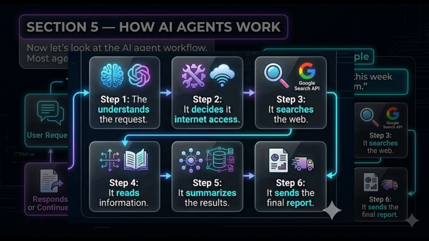What happens? First step, the AI understands the request. Then in step two, it decides it needs internet access. Then in step three, it searches the web. Then in step four, it reads the information. And then in step five, it summarizes the result. Finally, it sends the final report. This entire process is the agent workflow.